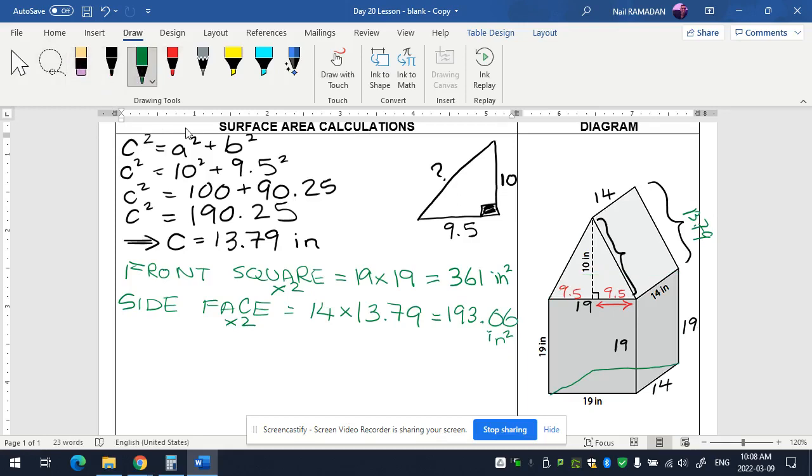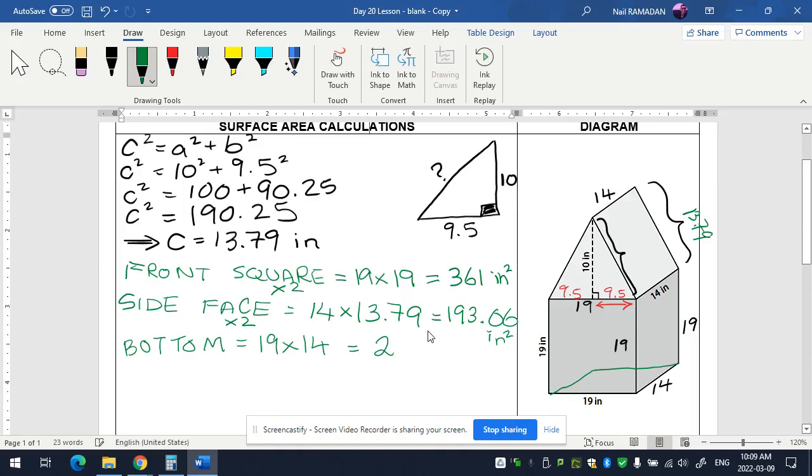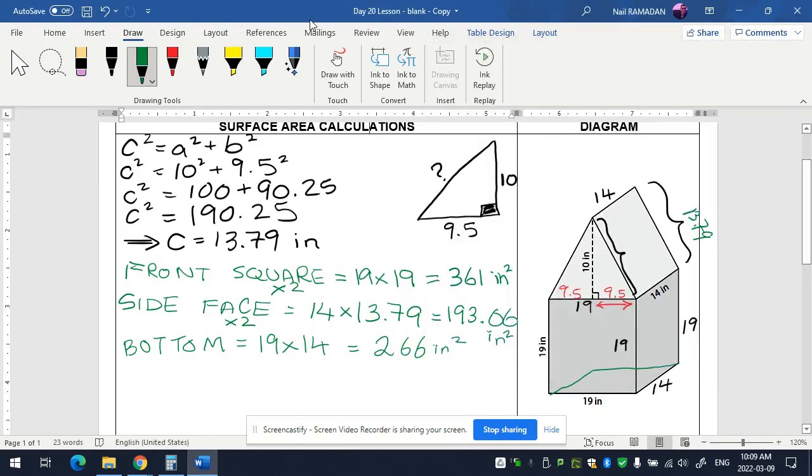All right. So I'm just going to say bottom. Go ahead, everyone. Bottom equals how much? 19 times 14. What's 19 times 14? 280 minus 14 is 266 inches squared. Yep. Okay. Is that going to be doubled or single? The bottom, so I want you, everyone, to write times 1.